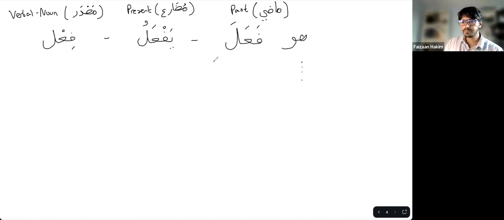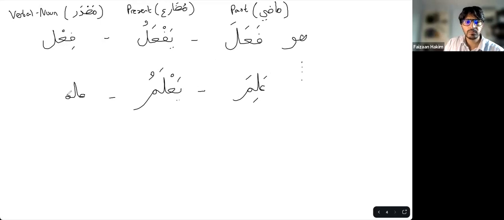Let me give you an example. علم. If you want an exercise, you can conjugate this. The present is يعلم. علم يعلم. This means to know. He knew, he knows, knowing, or knowledge. علم. Ilm is the masdar of this.